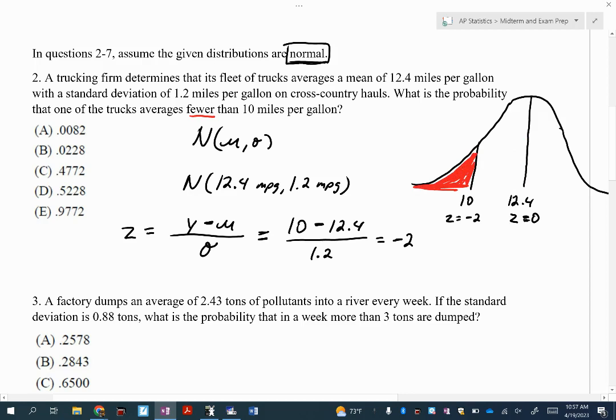Hashtag goofy. Where's Raul when you need him? All right. It's a P7 joke. No worries.